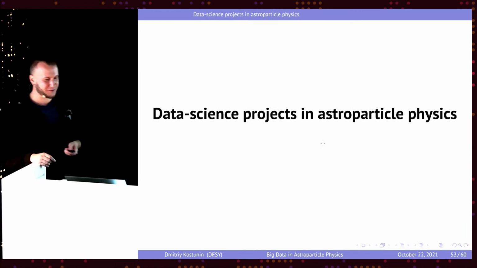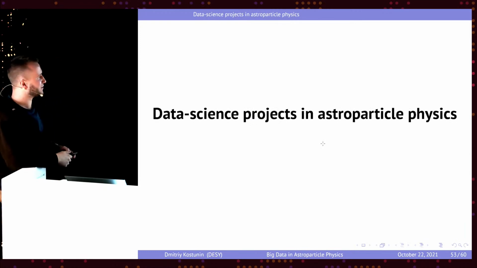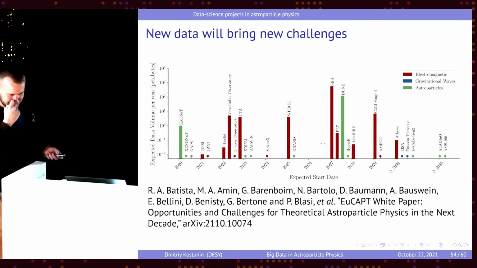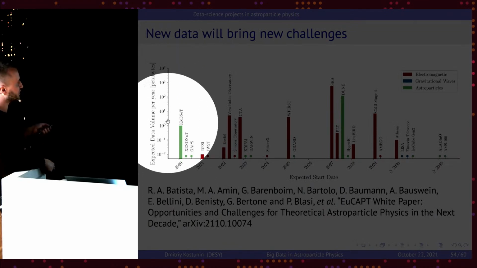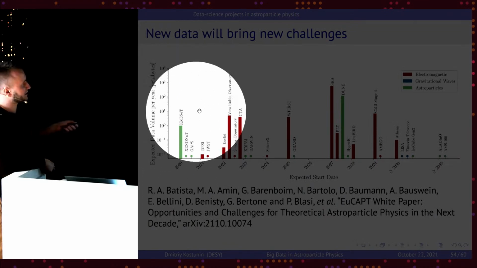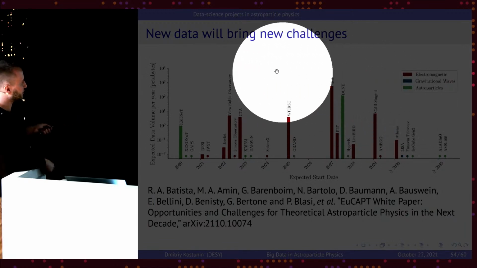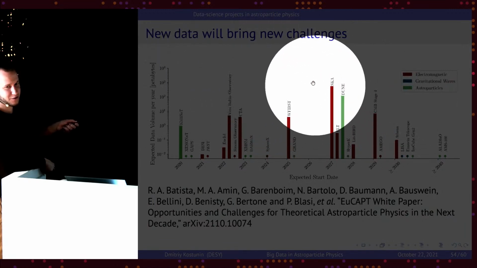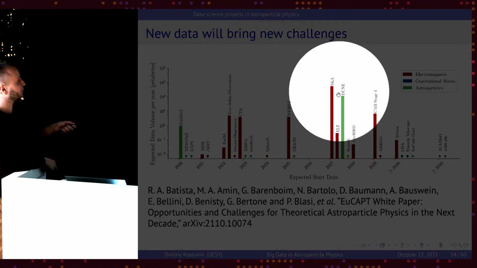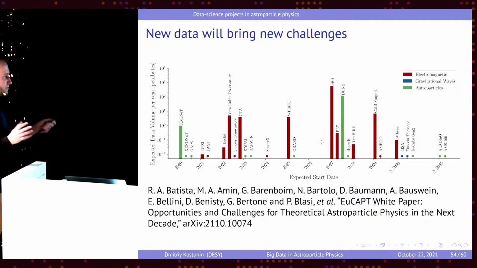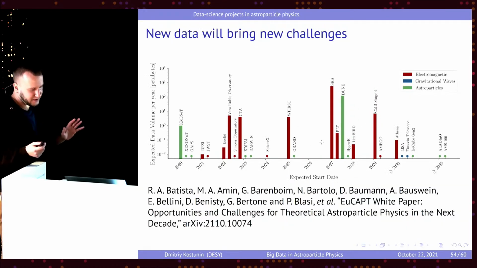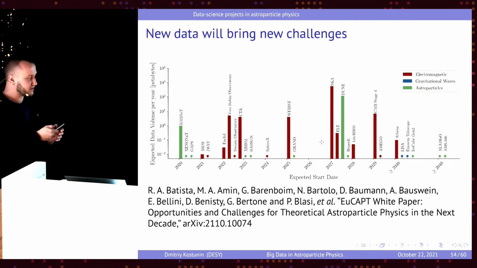Okay, let me go to the very last part of the talk. Hopefully you're still interested. So, why big data? In this plot you can see the expected data volume in petabytes. This line is 10 petabytes, so this is 100 petabytes per year. As I told you, for SKA the data volume is really huge, and CTA is also approaching it. Arbitrarily, if you have petabytes, it is considered big data.